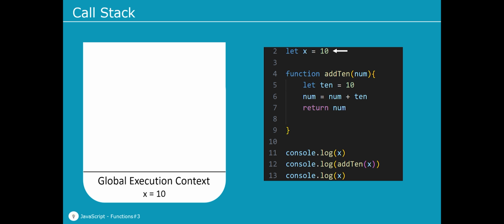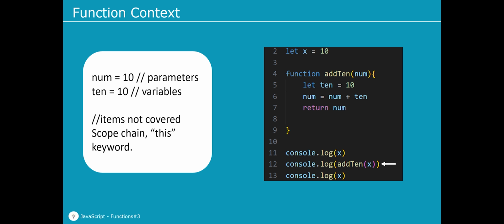Starting with the storing of the global execution context. JavaScript uses this stack data structure to keep track of all the execution contexts. These contexts are managed in a last in first out manner, and each entry in the call stack is called a stack frame. When JavaScript executes a function, it creates a function level execution context.